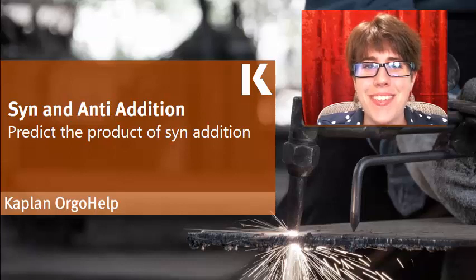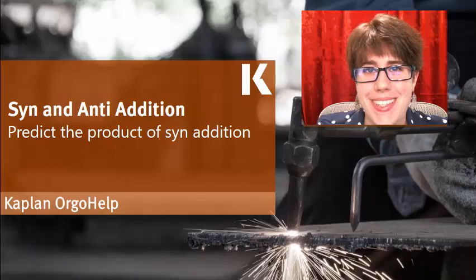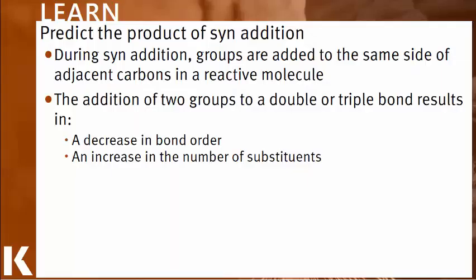Hi, my name is Justine Harkness, and in this video we'll learn how to predict the products of syn addition. An addition reaction is defined as adding to a pi bond. So we can add to double bonds, we can add to triple bonds, but we will not see addition reactions with single or sigma bonds.